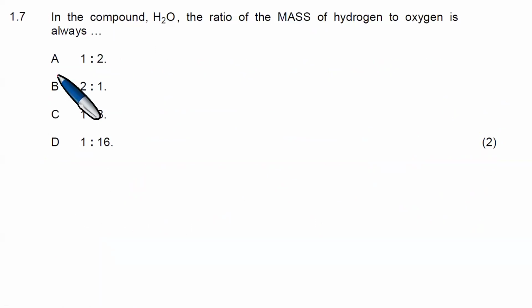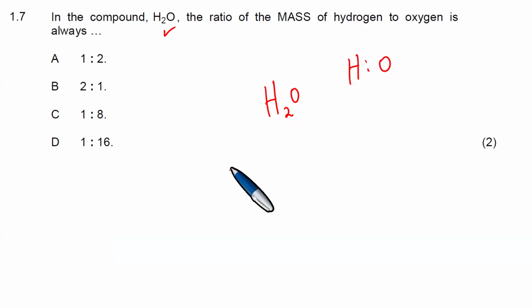Next, 1.7. In the compound H2O, the ratio of the mass of hydrogen to oxygen is always what? Is it 1:2? Is it 2:1? Is it 1:8? Is it 1:16? The ratio of the mass.